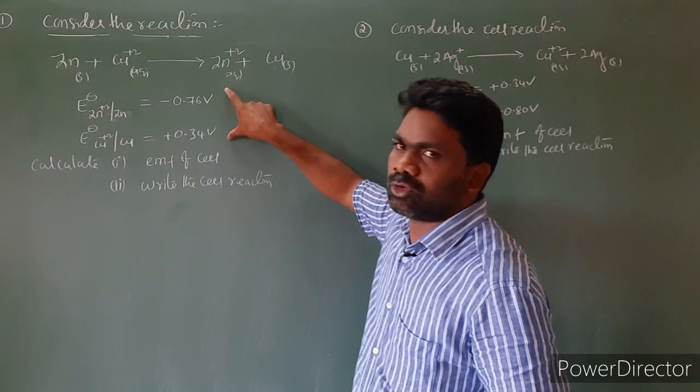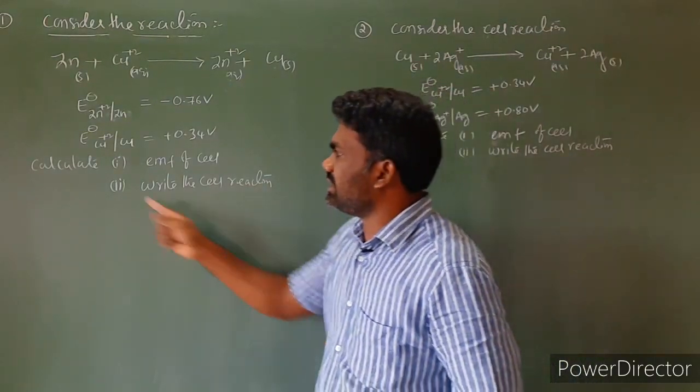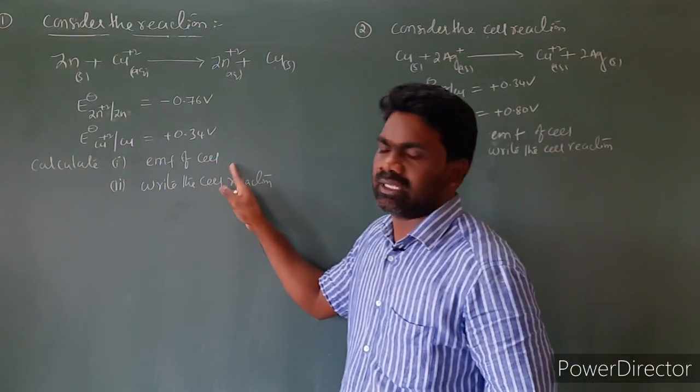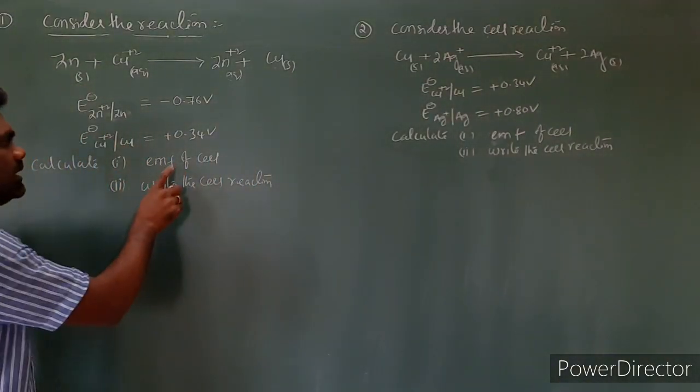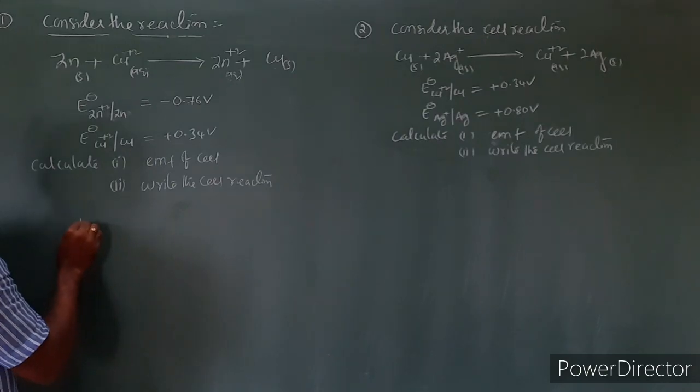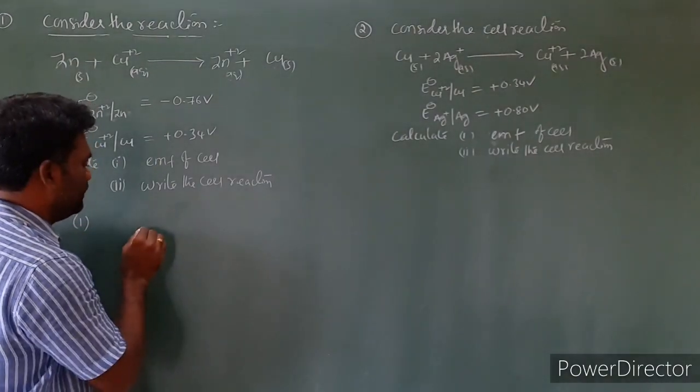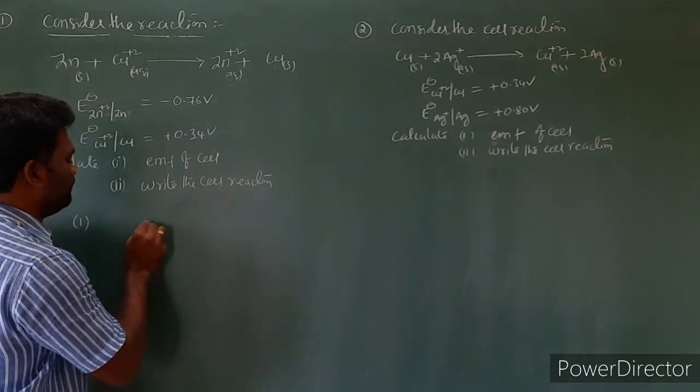The standard electrode potentials are given, and what is being asked is: calculate the EMF of the cell, and the second one is write the cell reaction. So first, the calculation of EMF. What is the formula for the first question's answer? EMF is nothing but E cell.